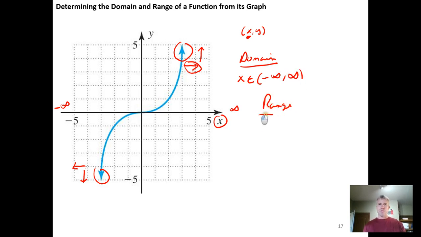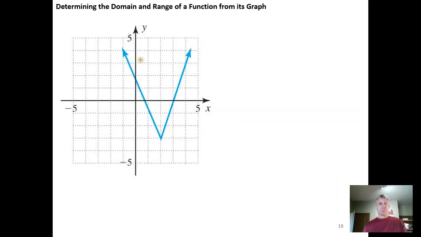And for the range, we're going to get the same result. Y is going to be an element of the interval from negative infinity to infinity. And that's going to be because this arrow has a vertical component with respect to the y-axis that's heading towards infinity in the y direction. And this arrow right here has a vertical component pointing down towards negative infinity on the y-axis.